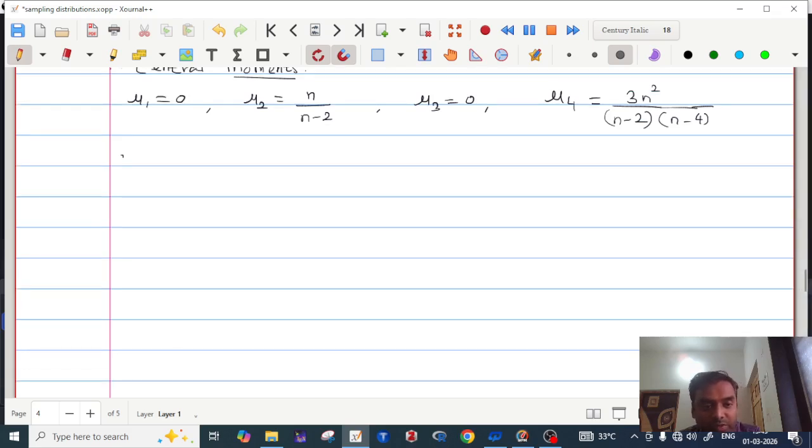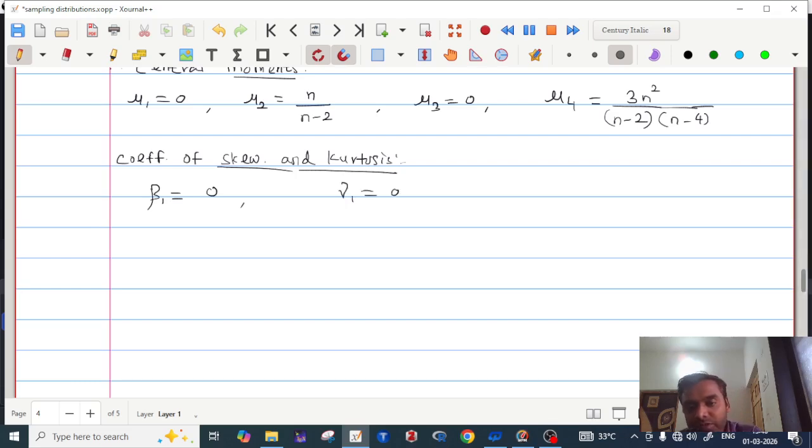So next is the coefficient of skewness and kurtosis. Once we get the central moments, we can easily find the coefficient of skewness. Beta 1 is mu 3 upon mu 2 square. Mu 3 is 0, so beta 1 is 0. So beta 1 is 0, therefore gamma 1 is also 0. So the interpretation is that the t distribution is symmetric in nature.